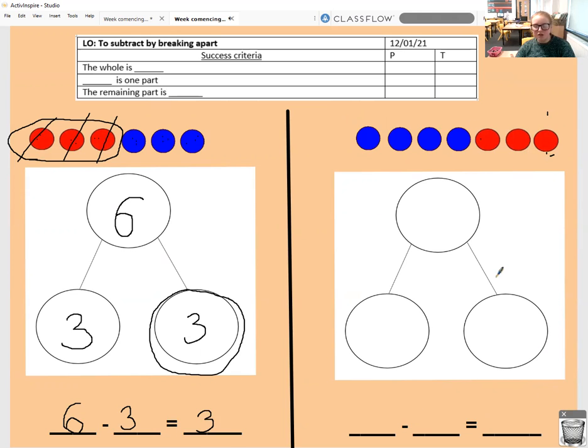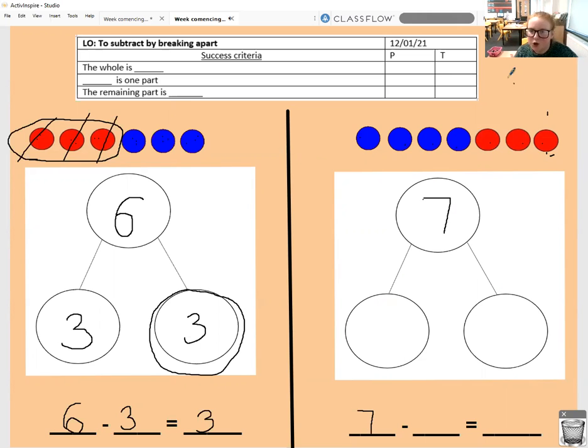Fantastic. So to start, we need to find our whole. So I'm going to count my whole. Let's count all the counters together. 1, 2, 3, 4, 5, 6, 7. My whole is 7. This is my part, this is my part, that's my whole. In a number sentence, I put my whole before my subtraction symbol. My whole is going there.